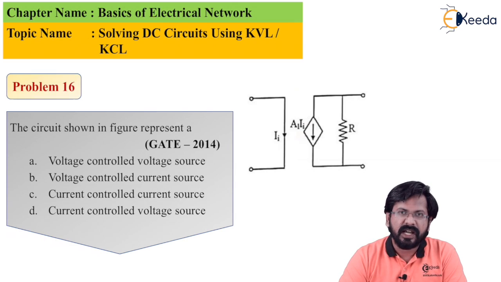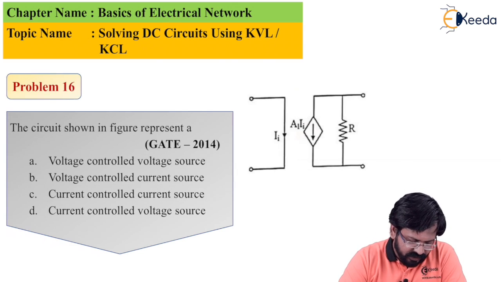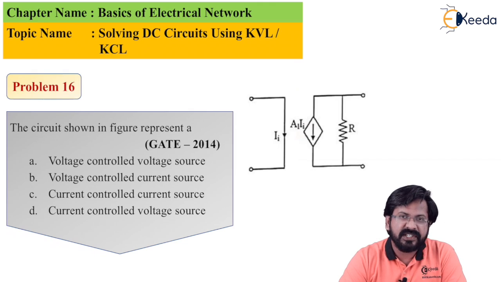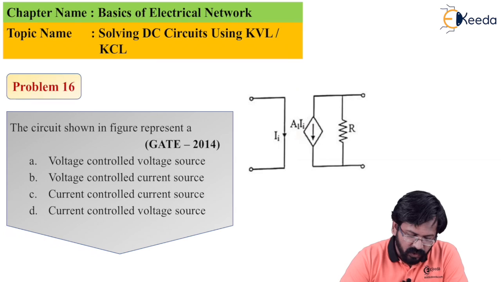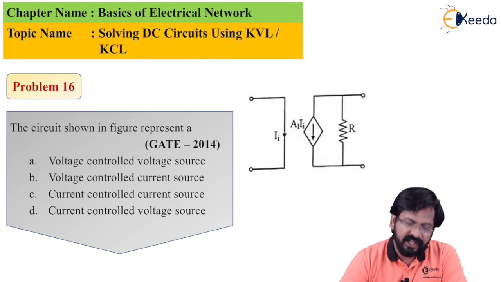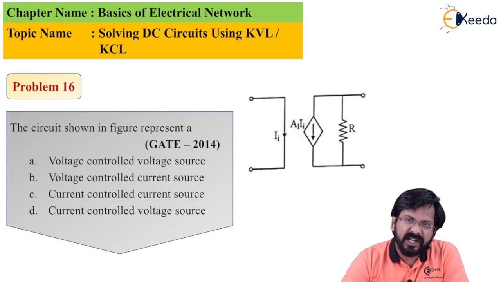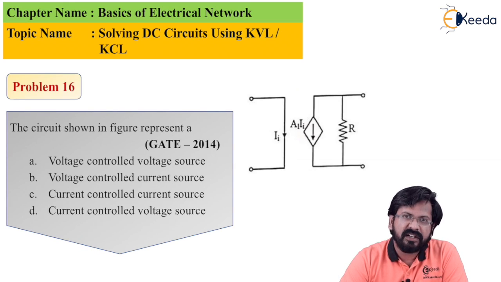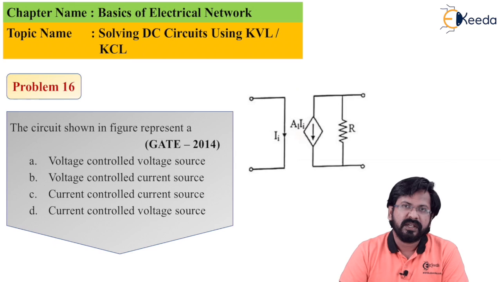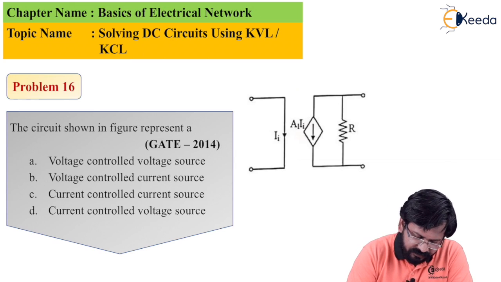Problem 16 as appeared on the screen. They are asking us the circuit shown in the figure represents what? Whether it is voltage controlled voltage source, voltage controlled current source, current controlled current source and current controlled voltage source. To understand this, we will try to understand dependent sources first. So what is meant by dependent sources?